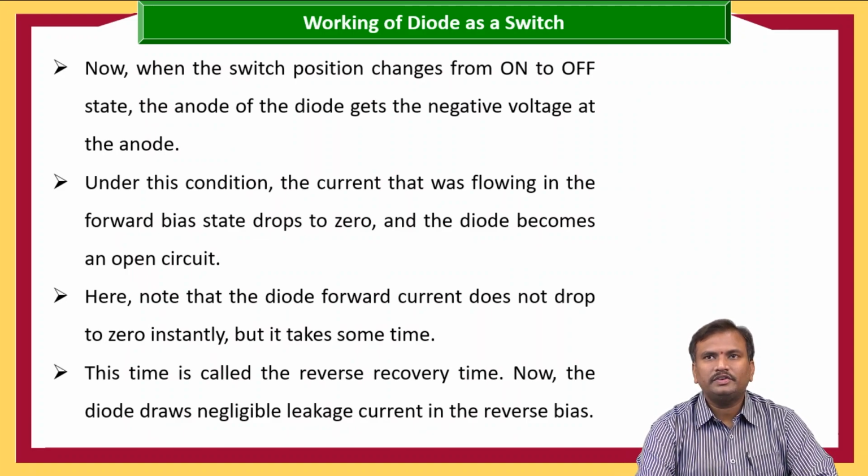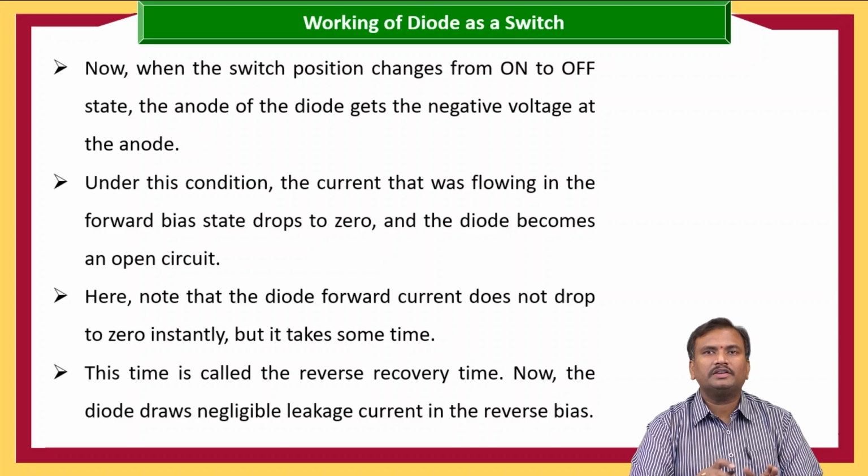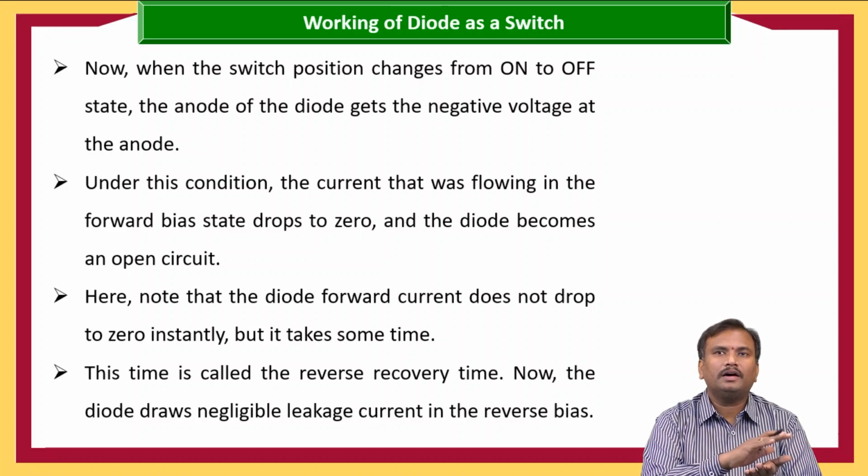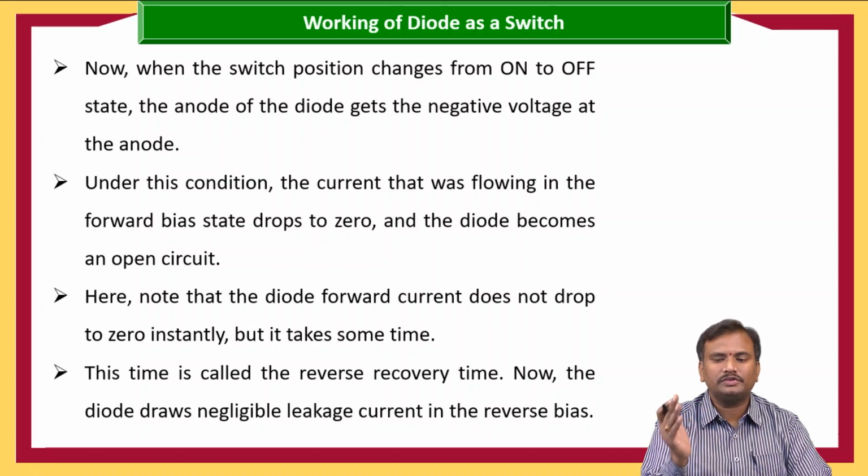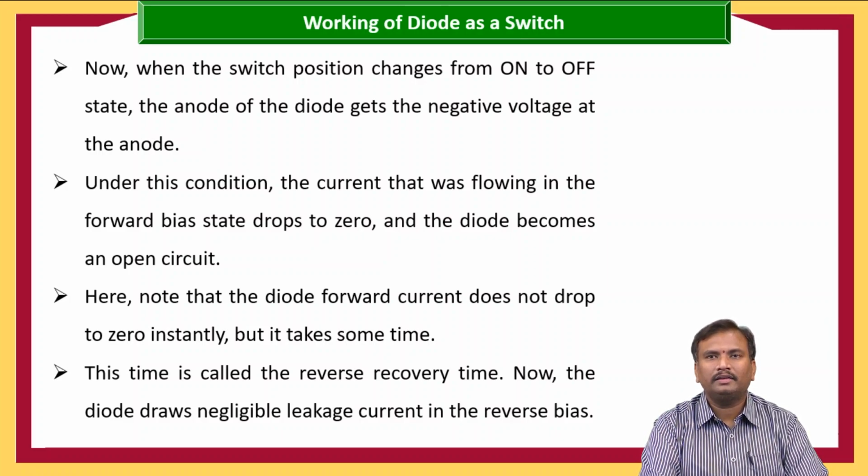Now, when the switch position changes from on to off state, the anode of the diode gets the negative voltage. Under this condition, the current that was flowing in the forward bias state drops to 0, because when we are shifting from the forward bias voltage to reverse bias voltage, the current in the forward bias state will reach 0 and then the diode becomes an open circuit.